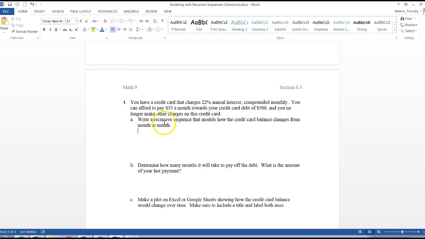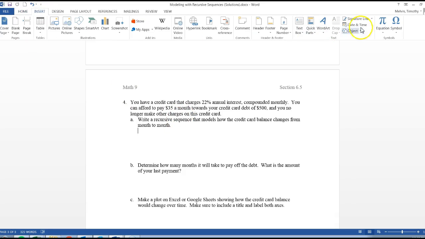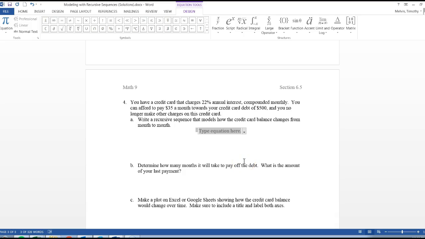So I'm going to write a recursive sequence that models your debt. I'm going to go to Insert, Equation, if I want to type this in equation mode, and I'm going to do a subscript, parentheses, n plus 1, close parentheses, push the space bar, and so this term tells us the next month's balance, and that equals a sub n. And remember, on these recursive sequences for finance, we always have an a sub n because that represents the previous month or year or day's balance, depending on how the money is being compounded.